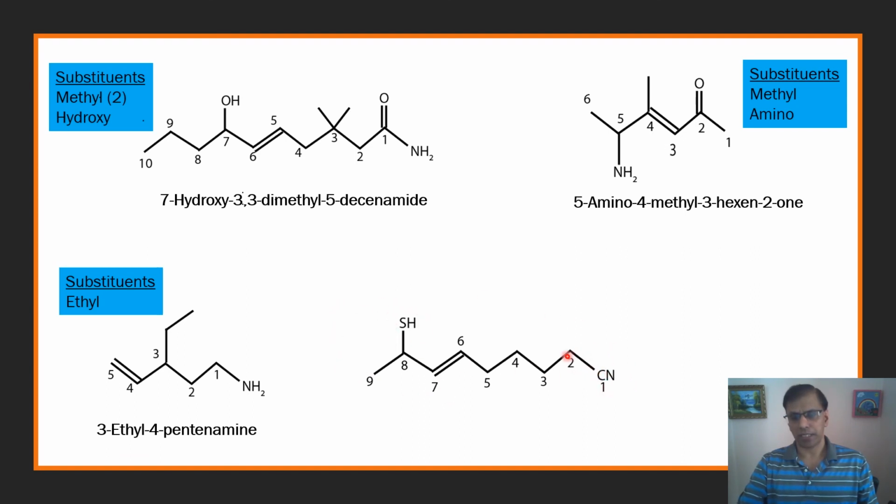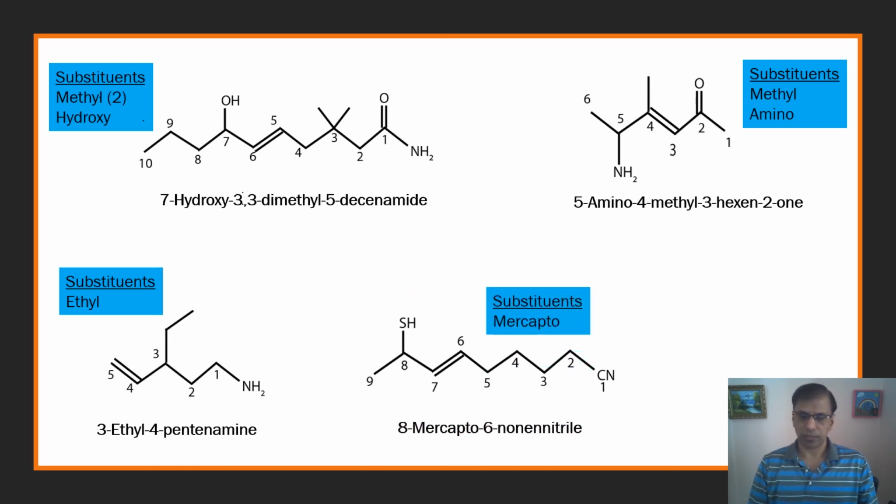In this case, this is the parent chain. There are 9 carbon atoms, so it's nonane, but this is a nitrile. Nitrile has a higher priority over a double bond or a thiol group. When the thiol group is a substituent, then it's called the mercapto group. You can refer back to this video to understand why it's called the mercapto group when it's a substituent. So this compound will be named 8-mercapto-6-nonene nitrile. Remember, the 6 and the ene represent the location of the double bond, following the naming convention for double bonds, and then you add the word nitrile.